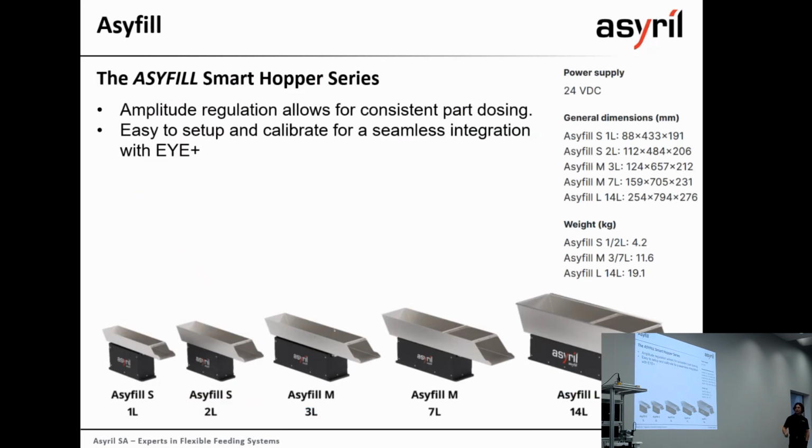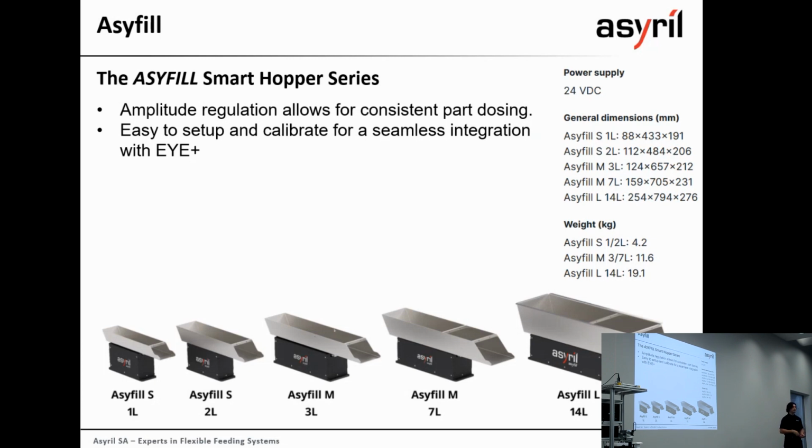The final product offering by Asyril is also one of our newest products, the Asyril Smart Hopper. As the bullet point at the top says, we consider it smart because it has amplitude regulation, and a standard hopper. I don't know if they have any here, but our standard hoppers were previously purchased through a third party called RNA. They're a less sophisticated hopper.